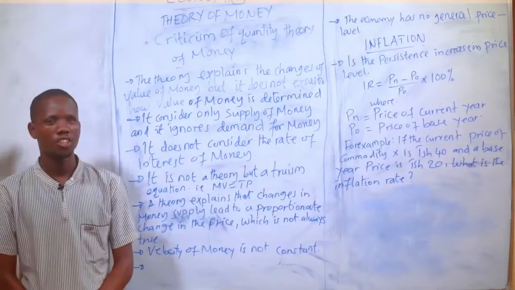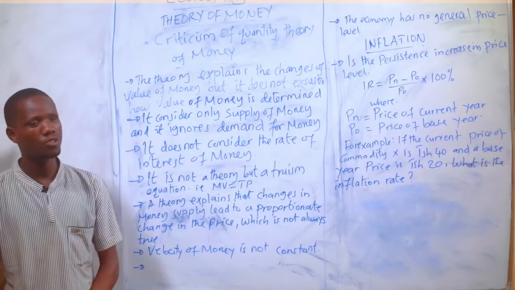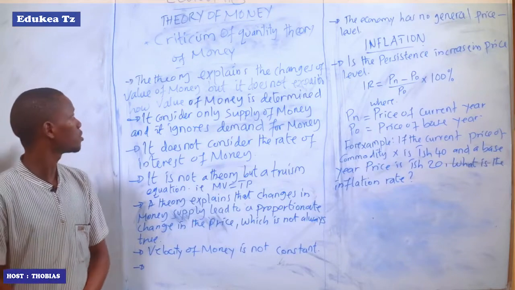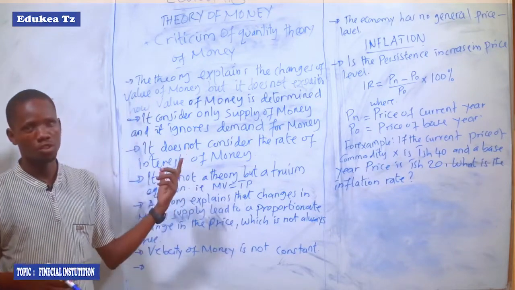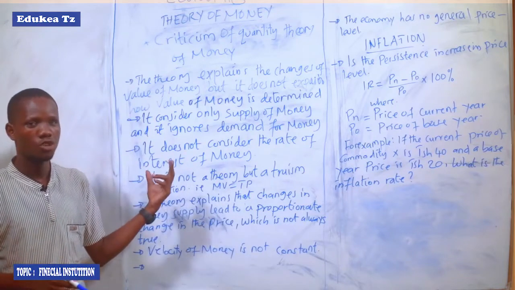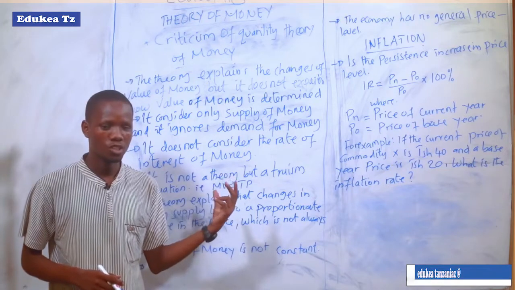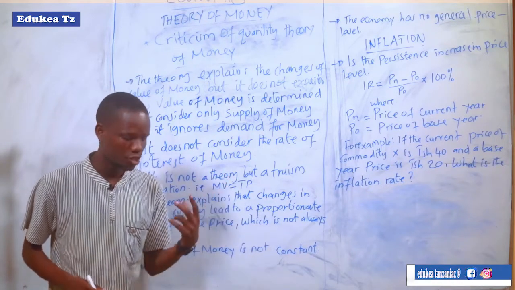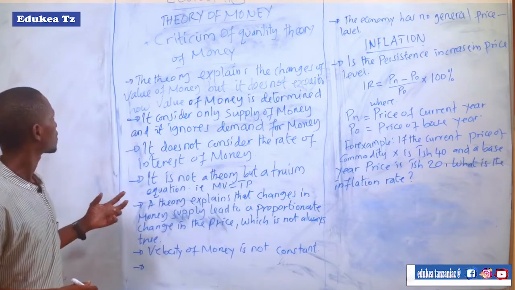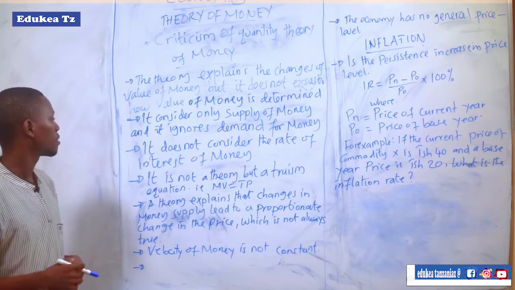Hey class, we are still proceeding with our subject which is economics, and our topic is theory of money. So here we are going on with the quantity theory of money. As we have seen the assumptions of the theory which was produced by Professor Irving Fisher, here there are some criticisms of the theory.